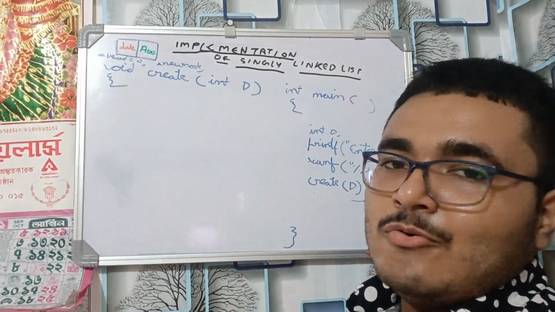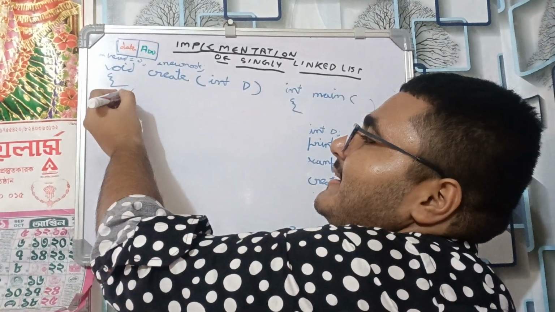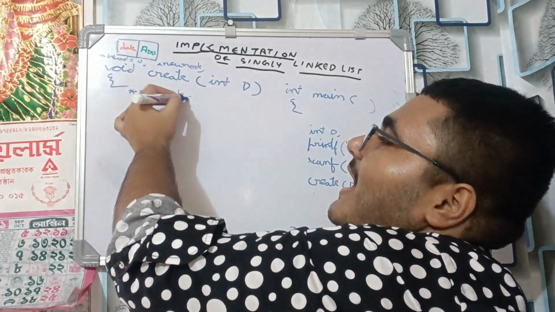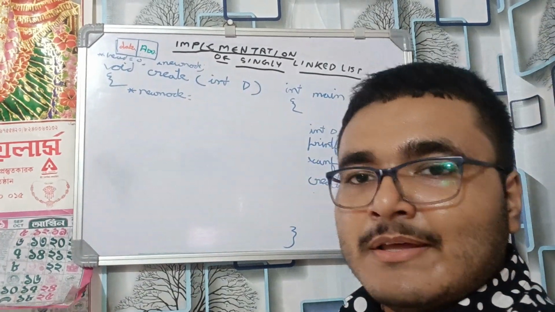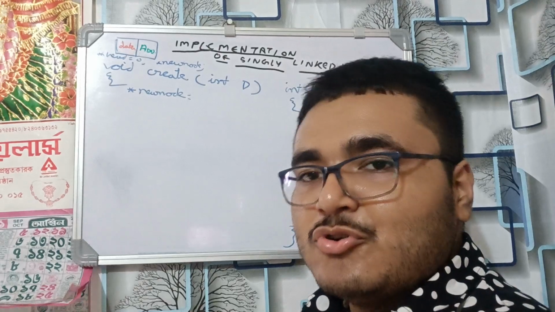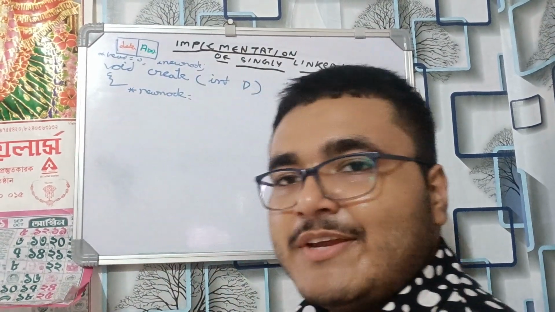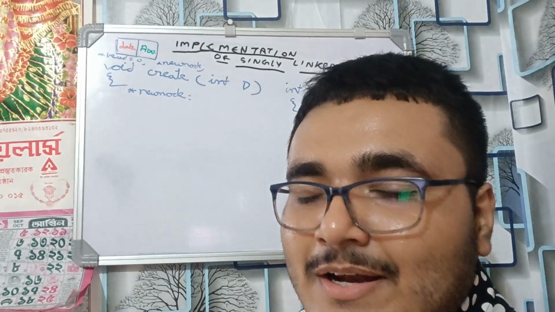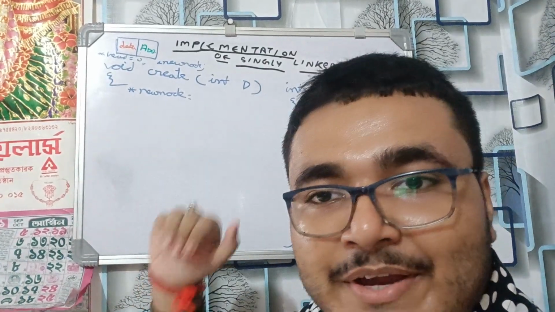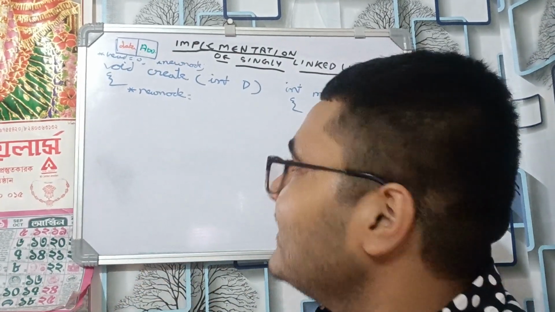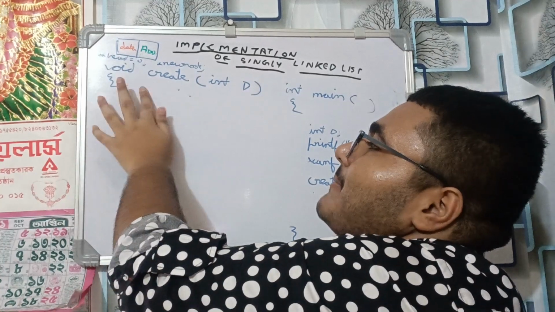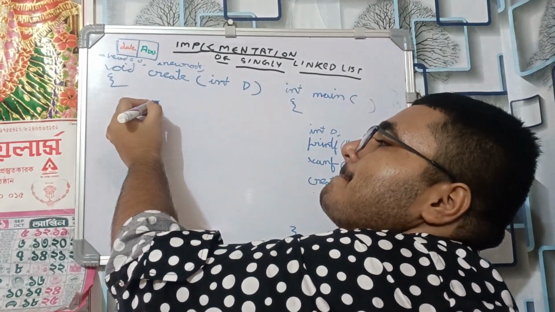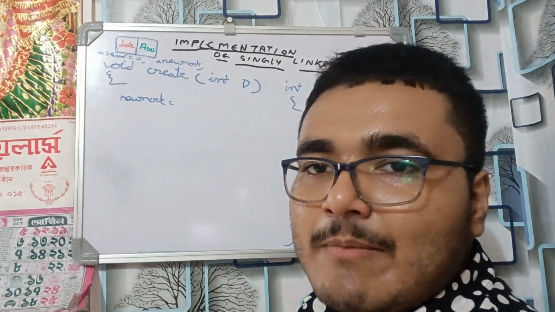Now, suppose new node. In new node I want to randomly create a new node. Now if we want to randomly create a new node, how do I allocate it? During runtime I am allocating a memory. Yes or no? During runtime I am allocating a memory. Just new node, it will be new node.